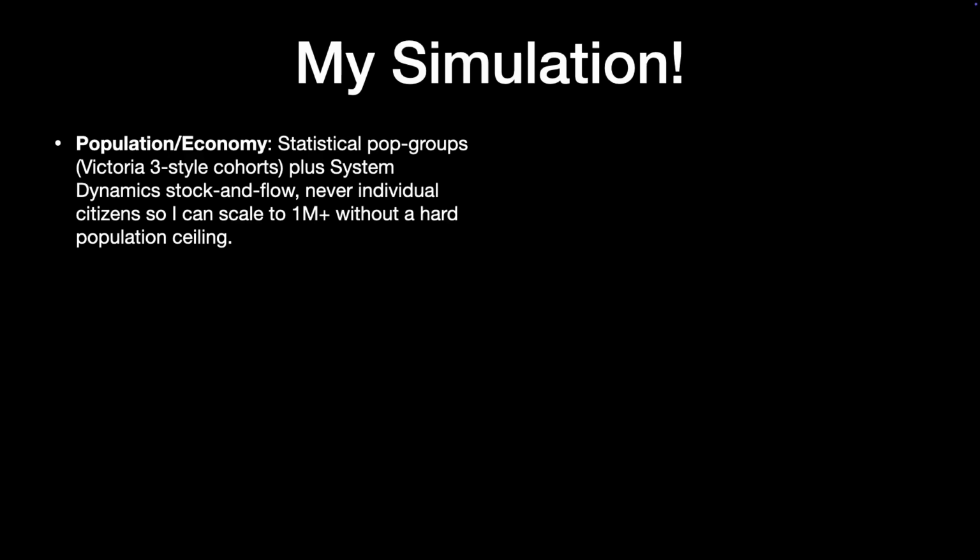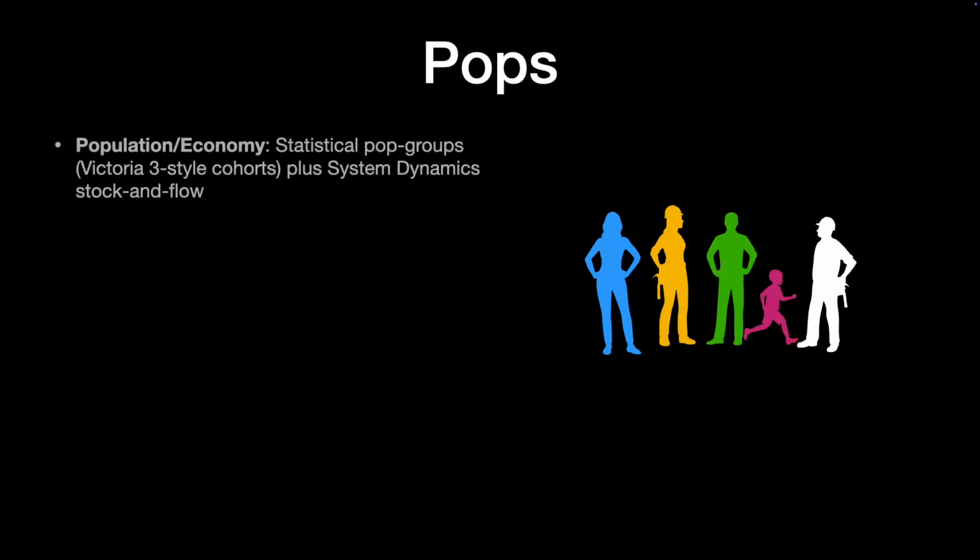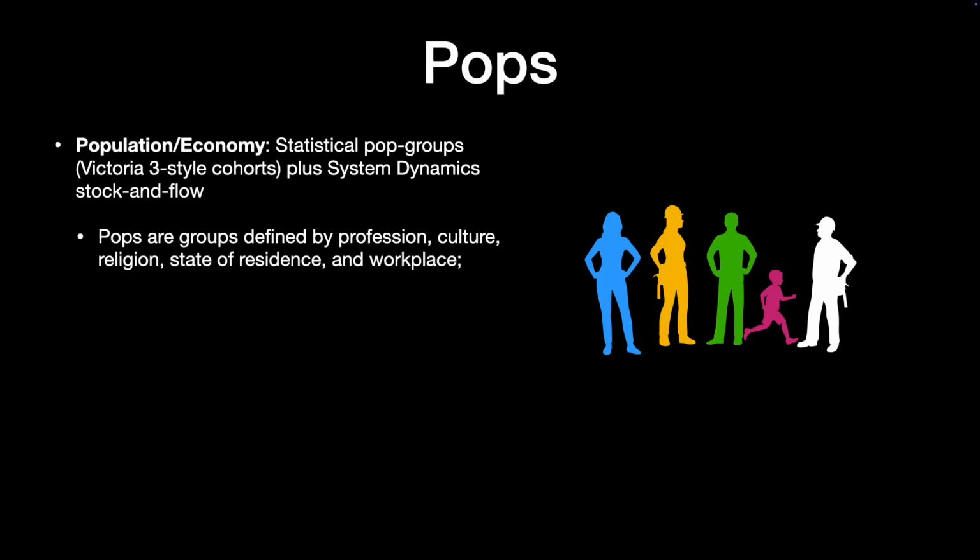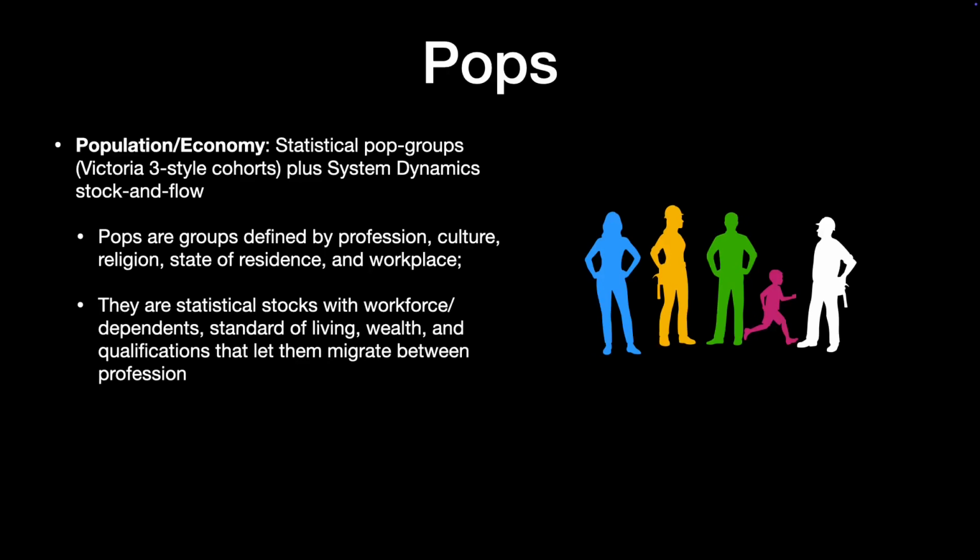And I want statistical population groups. Right now, I'm working with the idea of POPs. So instead of just low income, high income workers, POPs are groups defined by their profession, culture, religion, and state of residence and workplace. And like everything, they're statistical stocks. So they have a standard of living, wealth, and qualifications. And this will allow them to migrate from place to place.